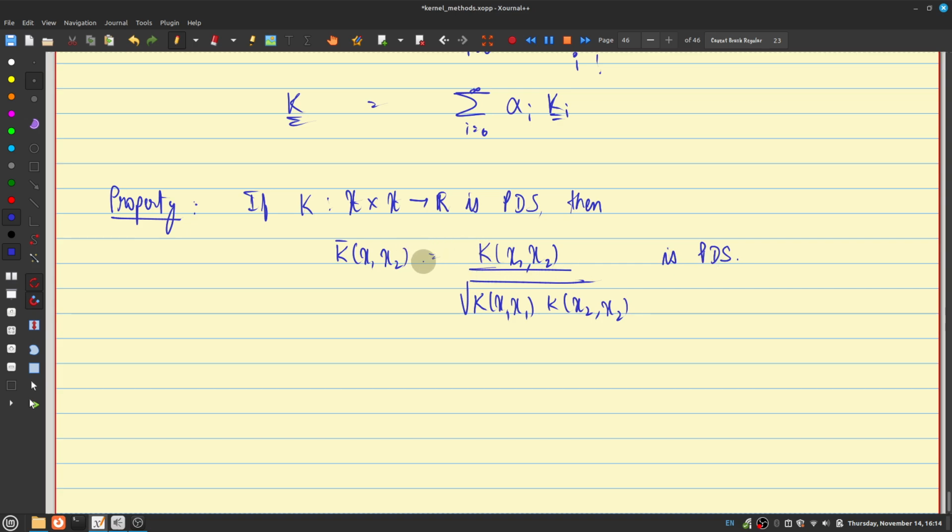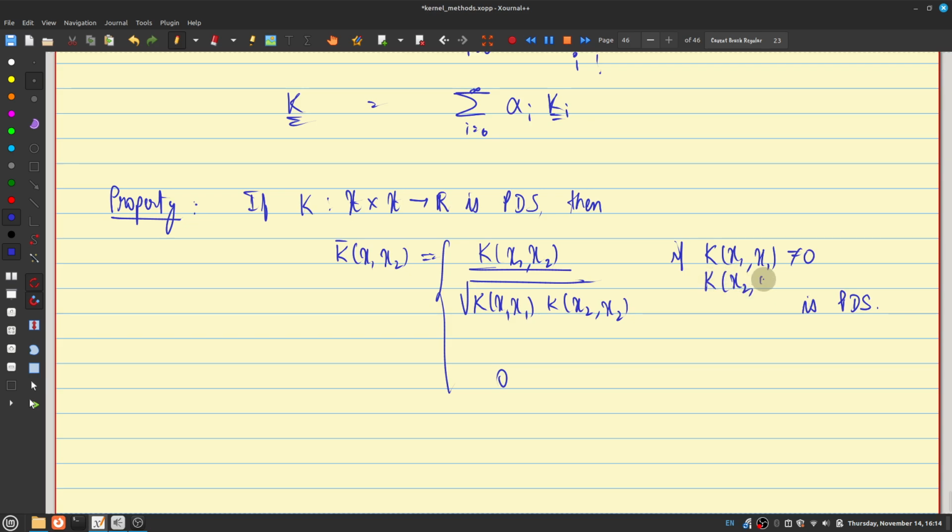All right. Again, I have to be a little careful when I say this. I have to make sure that this statement is true. I can't have K of x1 comma x1 or K of x2 comma x2 be equal to 0, so I need to add an additional condition: K of x1 comma x1 is non-zero, K of x2 comma x2 is non-zero. So if either of K of x1 comma x1 or K of x2 comma x2 is equal to 0, then this K bar is also equal to 0. That's how I define this K bar, and it turns out that this is also a PDS kernel.